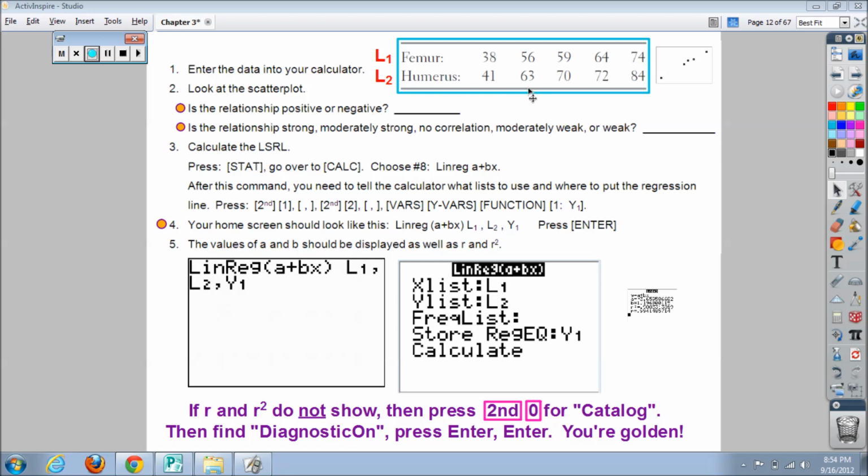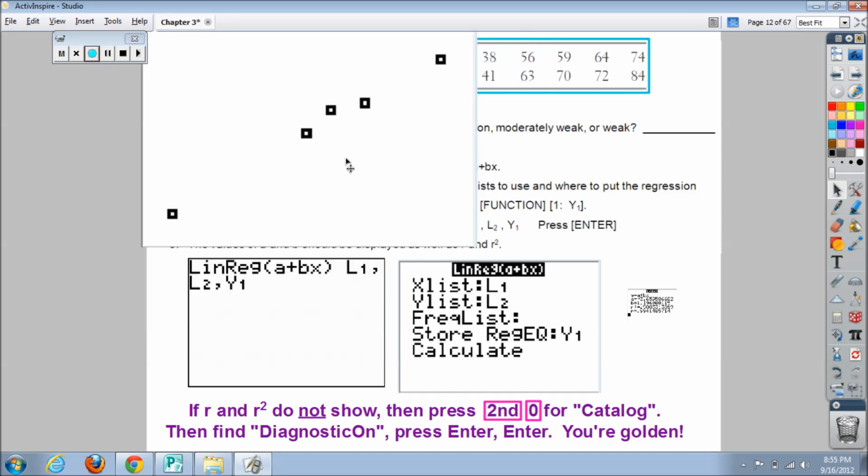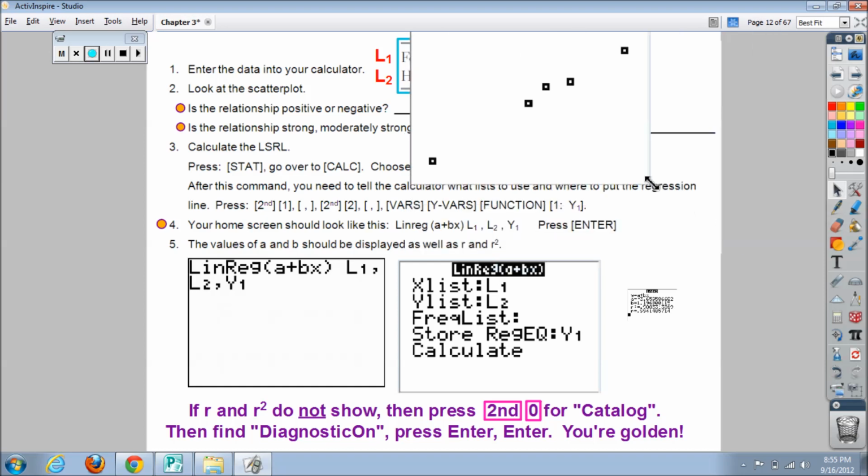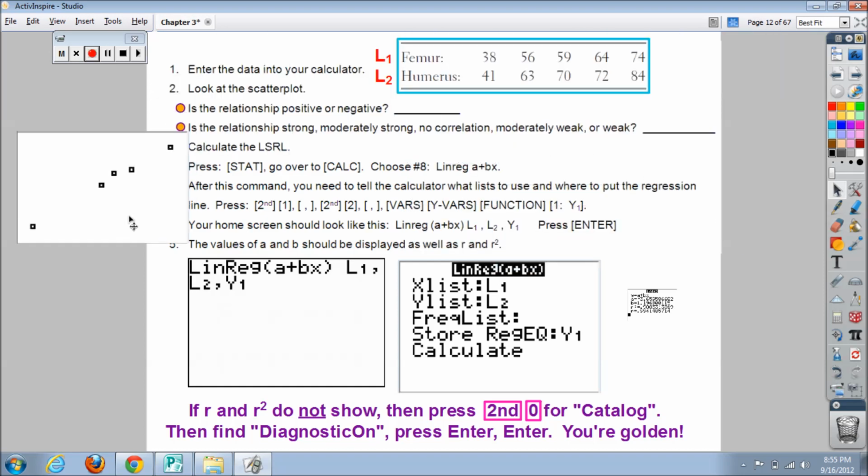So go ahead and put those into List 1 and List 2. And again, you'll go to second, Stat Plot. Hopefully your scatter plot is still on from yesterday. You'll want to make sure you still have List 1 and List 2 for your X list and Y list. And then when you hit Graph, remember your window is set for the last scatter plot you did. So you'll probably have to hit Zoom 9 for Zoom Stat, and you should get a scatter plot that looks like this.